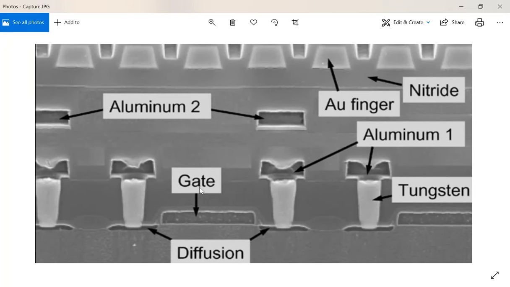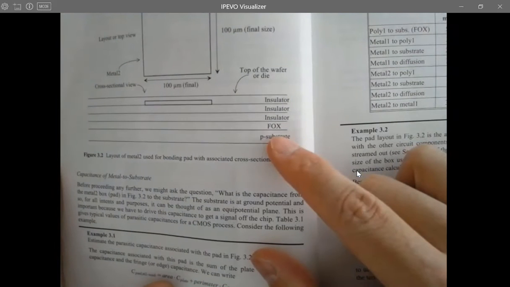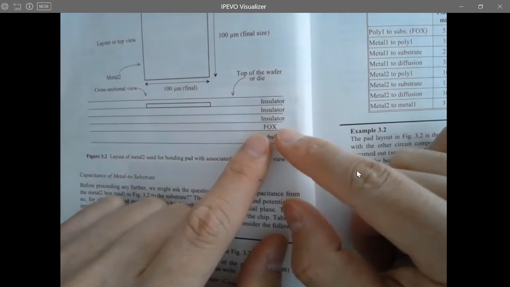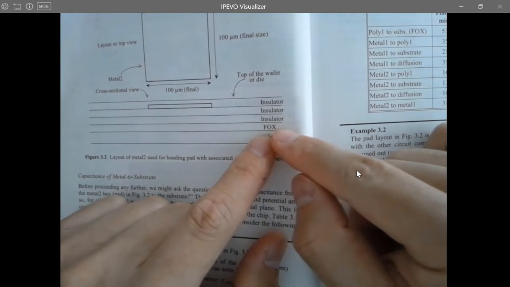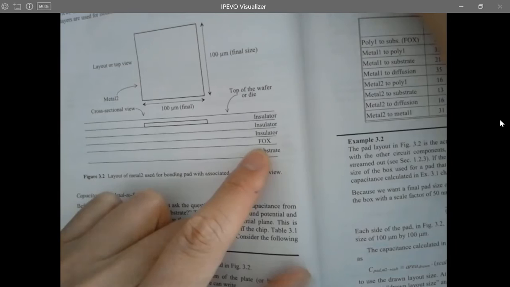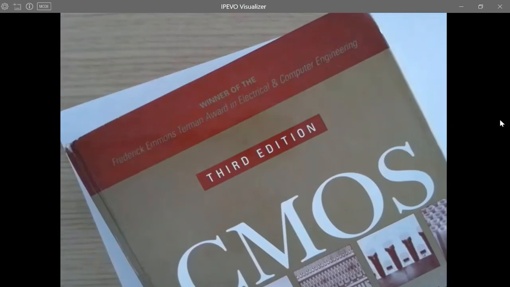But when you are drawing all these layers, you do not have to draw Fox, because Fox just exists everywhere. Whenever you are drawing something in your homework assignment or in the quiz, you can directly ignore Fox and just draw an insulation layer here. If you do not draw Fox, I won't take points off from the homework assignment. So it's clear for this one.